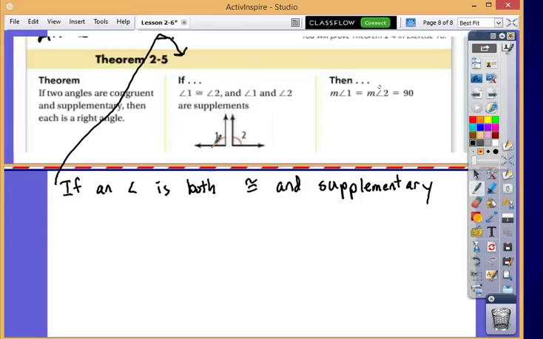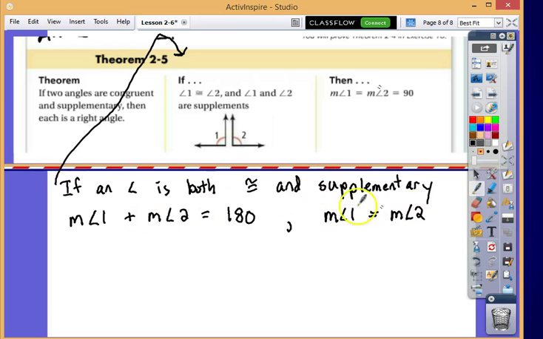So, Michael, what does supplementary mean? 180. They both add up to be 180. So the supplementary part of the statement says that the measure of angle 1 plus the measure of angle 2 is equal to 180. Is everybody with me? That's what supplementary means. So I know I've got angles that are congruent and supplementary. I'm just dealing with the supplementary part. What does congruent mean? They would equal each other. So the measure of angle 1 would also equal the measure of angle 2.